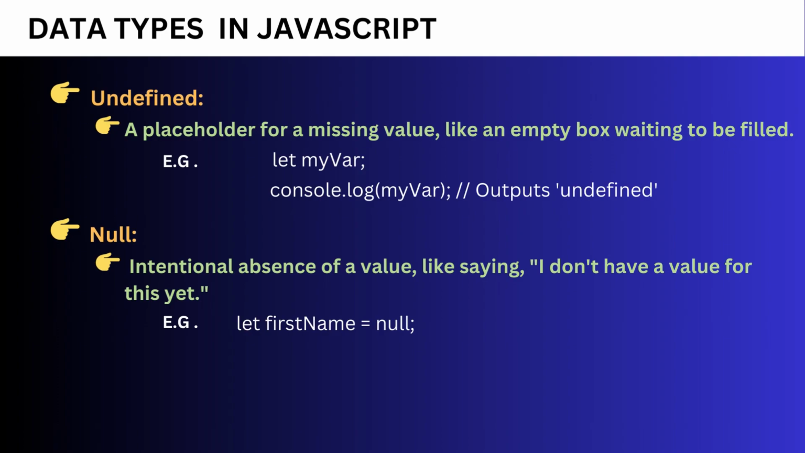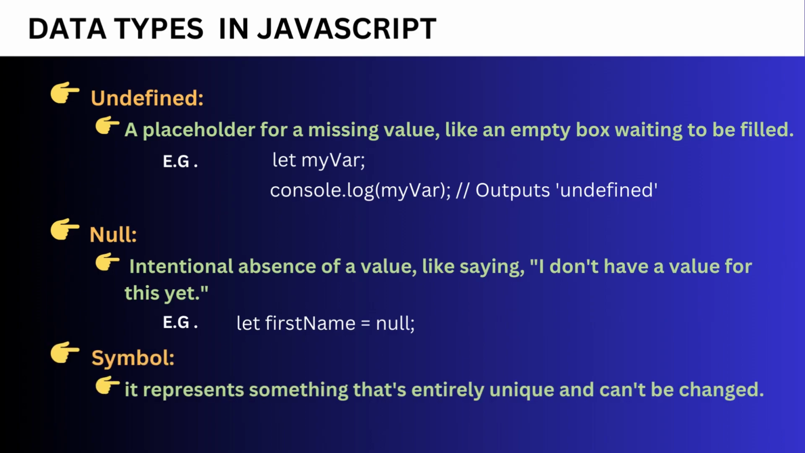For example, we can create a variable firstName and assign it the value of null. Now let's dive into the symbol data type. This type of data, which became part of JavaScript in ES2015, has unique characteristics. It represents something that's entirely unique and can't be changed. Although we won't spend too much time on it, we will give you a quick overview toward the end of the course. So these are the 7 primitive data types in JavaScript.